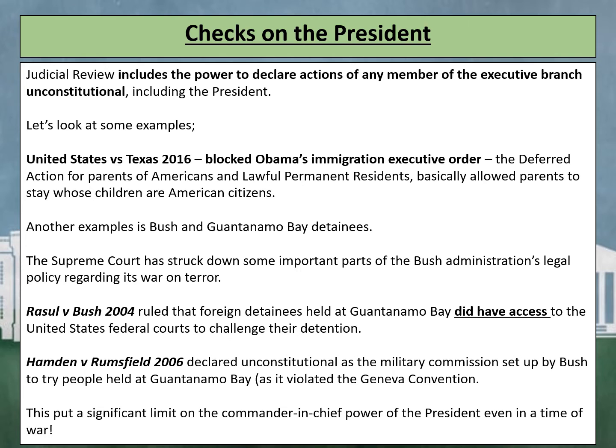Another example is Bush and the Guantanamo Bay detainees. The Supreme Court has struck down some important parts of the Bush administration's legal policy regarding its war on terror. Rasul versus Bush in 2004 ruled that foreign detainees held at Guantanamo Bay did have access to the United States federal courts to challenge their detention. Hamdan versus Rumsfeld in 2006 was declared unconstitutional as the military commission set up by Bush to try people held at Guantanamo Bay violated the Geneva Convention. This put a significant limit on the commander-in-chief power of the president, even in a time of war.